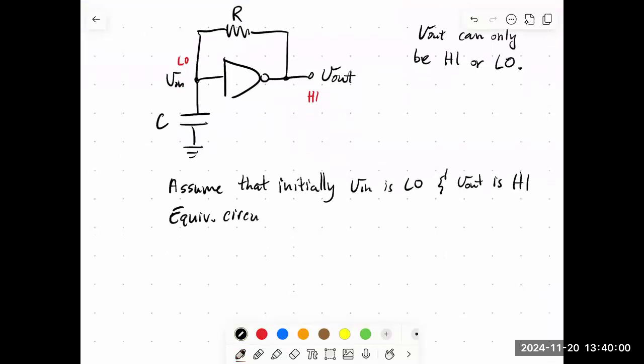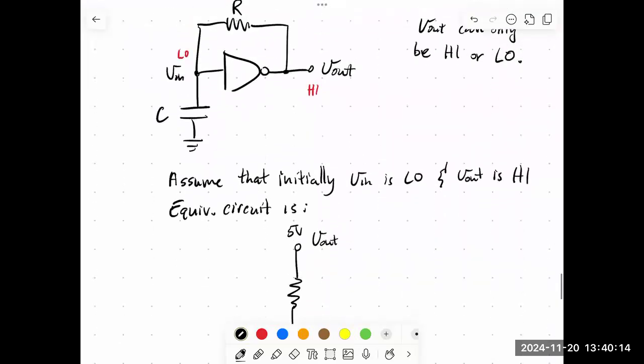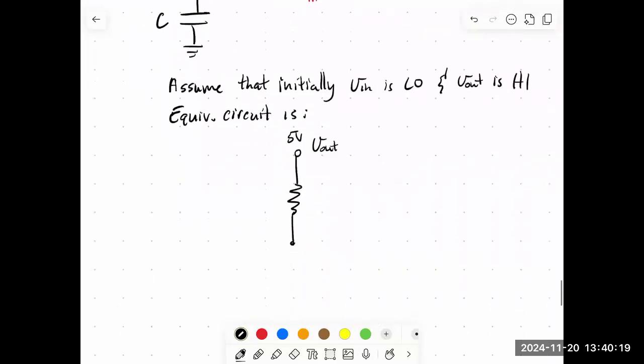Okay, so the equivalent circuit is, let's see, this is where my V out sits, and it's at, say, 5 volts. And then we have our resistor. If we follow the resistor, we get to V in. And we said that was 0 initially. And then we have our capacitor that goes to ground. So our capacitor is uncharged initially.